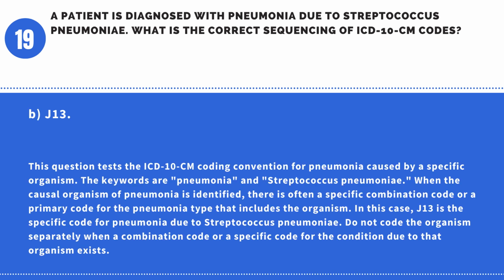Answer, B. J13. This question tests the ICD-10-CM coding convention for pneumonia caused by a specific organism. The keywords are pneumonia and Streptococcus pneumoniae. When the causal organism of pneumonia is identified, there is often a specific combination code or a primary code for the pneumonia type that includes the organism. In this case, J13 is the specific code for pneumonia due to Streptococcus pneumoniae. Do not code the organism separately when a combination code or a specific code for the condition due to that organism exists.